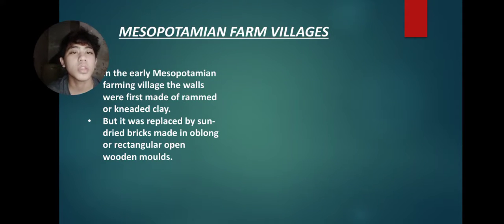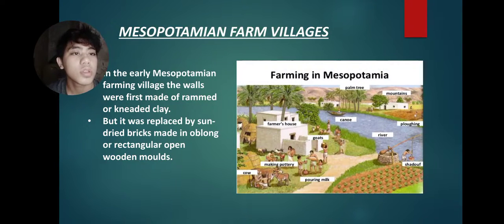Mesopotamian farm villages. In the early Mesopotamian farming village, the walls were first made of ram or kneaded clay. So in Mesopotamia, ilang walls are made from ram or kneaded clay, but it was replaced by sun-dried bricks made in oblong or rectangular open wooden molds. So nagkadugay ilang ram kneaded clay it was replaced by sun-dried bricks. So this picture is the example of farming in Mesopotamia.